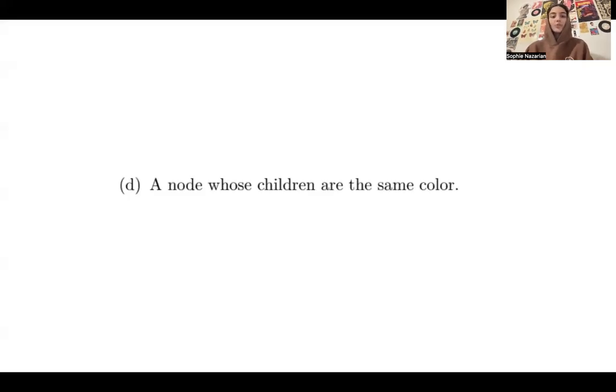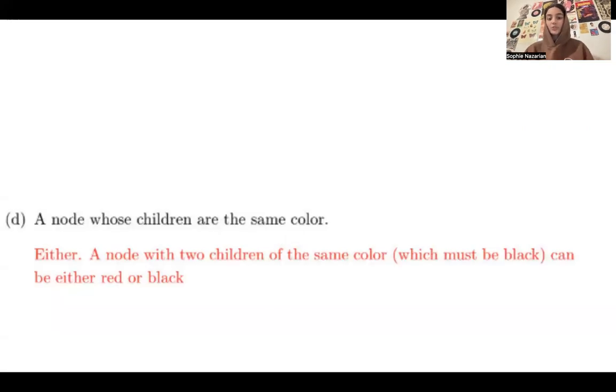Next question, a node whose children are the same color. This is once again testing one of our key fundamentals. We know if we have two children and both the children are red, we do a color flip. Because we do a color flip, we can assume that the children that are the same color are going to be black in this case. Because we have black children, the answer to this can be either. A node with two children of the same color could be either red or black, because there's no rule telling us we can't have two consecutive black nodes, and there's no rule that says we can't have a red node with black children.